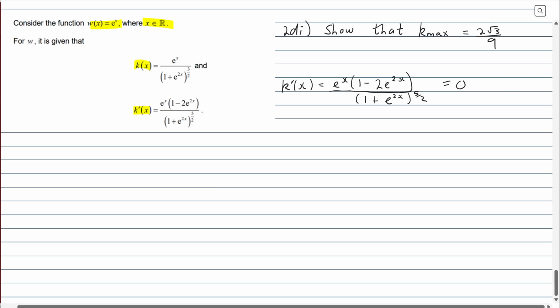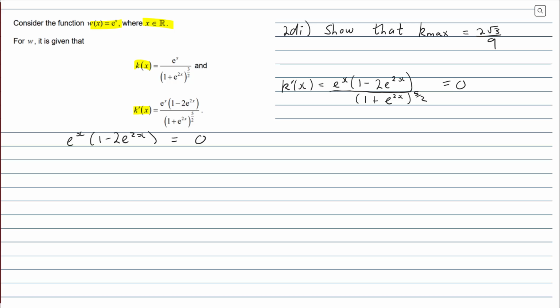And just going through it as before, multiply both sides by the denominator, then I just get e to the x, 1 minus 2e to the 2x is equal to 0. Divide both sides by e to the x, as that can never equal 0. So this implies then that 1 minus 2e to the 2x is equal to 0. So therefore 2e to the 2x is equal to 1. e to the 2x is equal to half.